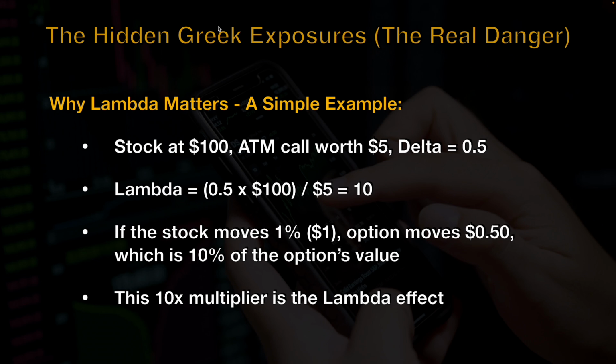So let's talk about why lambda matters by reviewing a simple example. Let's say you have a stock with a price of $100 and you have an at-the-money call worth $5 and a delta of 0.5. So lambda is calculated as follows. You take the delta of 0.5 and you multiply that times the stock price, which in this example is 100, and you divide that value by $5, which is the worth of the call, and you get a value of 10. So this means that if the stock moves by 1%, or in this case $1, the option will move by 50 cents, which is about 10% of the option's value. This 10-time multiplier is the lambda effect.